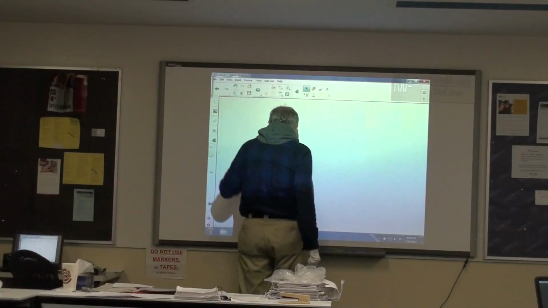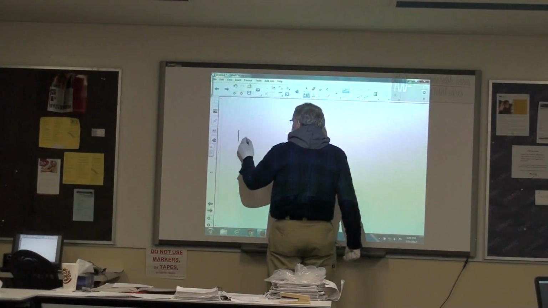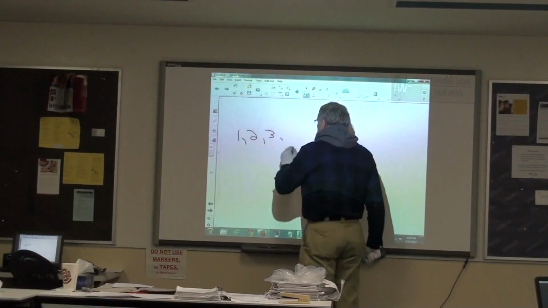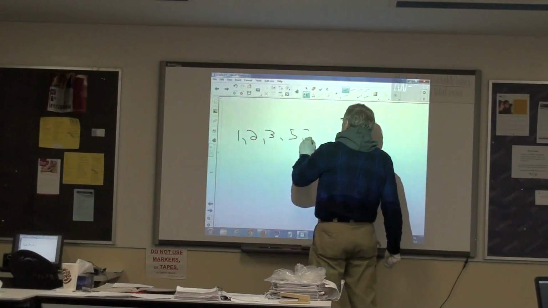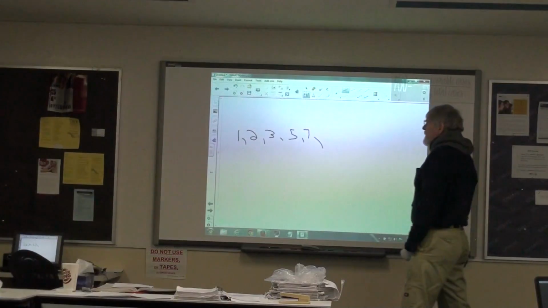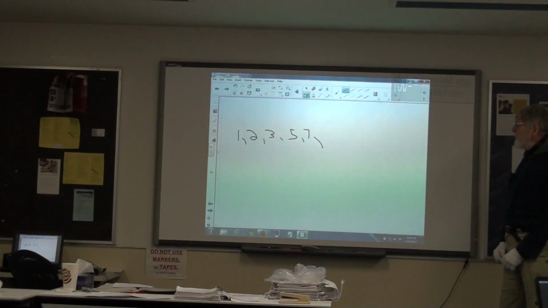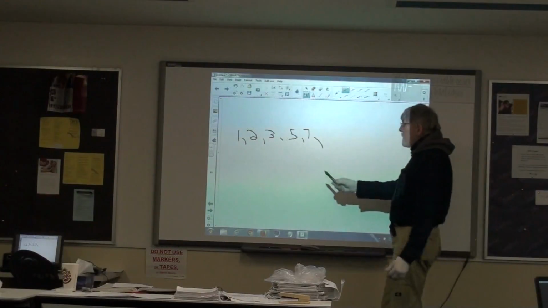Now I'm going to write some of my favorite numbers on the board, and some of these are some of your favorite numbers too. These numbers are called prime numbers. The reason they're called prime numbers is because each one of those numbers can only be divided by either itself or 1. There is no other factor or divisor. 1 can only be divided by 1.